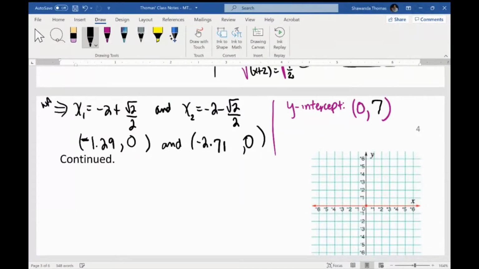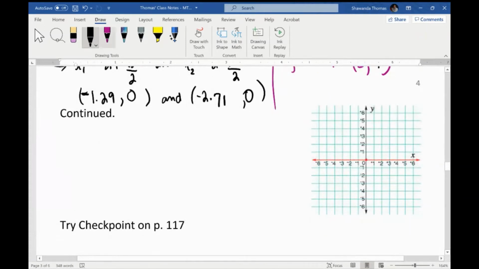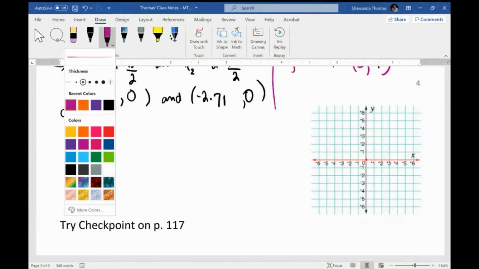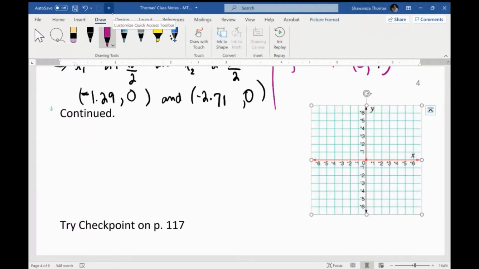All right. Let's plot these points. Again, what was the vertex? -2, -1. So if I'm at the origin, where do I go? Left 2, and down 1. Okay. That's going to be the lowest point of this graph.